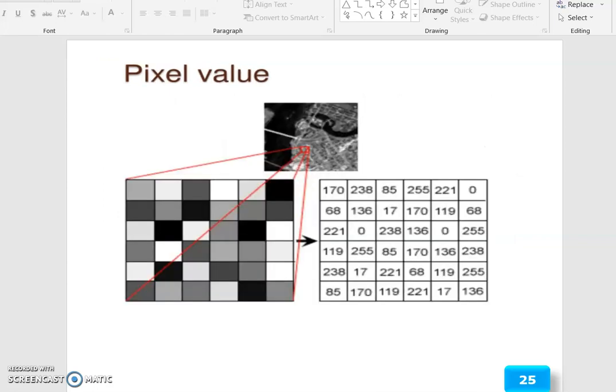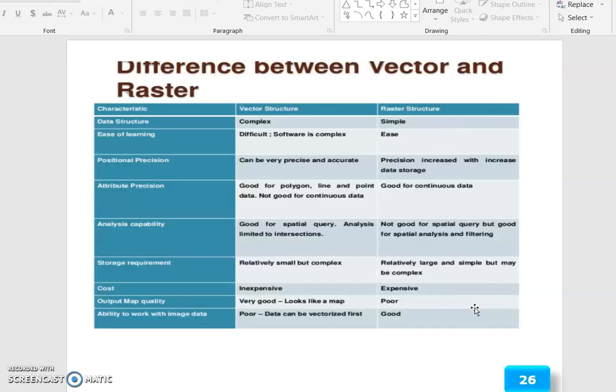The pixel value we can represent in a grid-based way, like a square box. So see the pictures are represented as black and white boxes, then represented as integer values. Now the difference between vector and raster. This is the most common differentiation of the vector and raster structure.